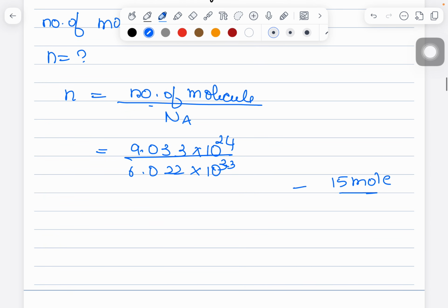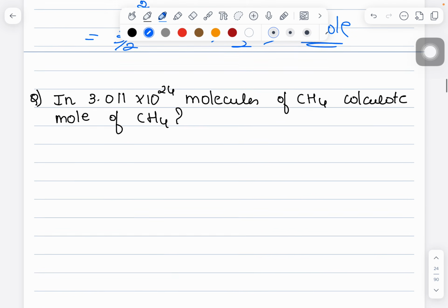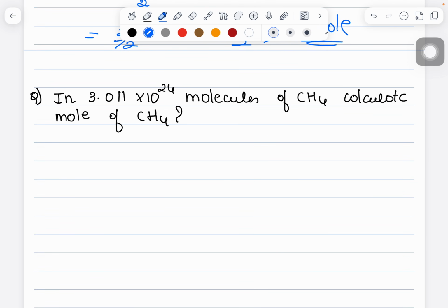So here 3 ones are 3, 3 twos are 6, so it is 3 by 2 into 10 to the power 24 minus 23, since the 23 moves up. So this becomes 3 by 2 into 10 to the power 1, which is 30 divided by 2, which is nothing but 15 moles. So the correct answer is 15 moles. Next question, if you want you can pause and solve it, students.